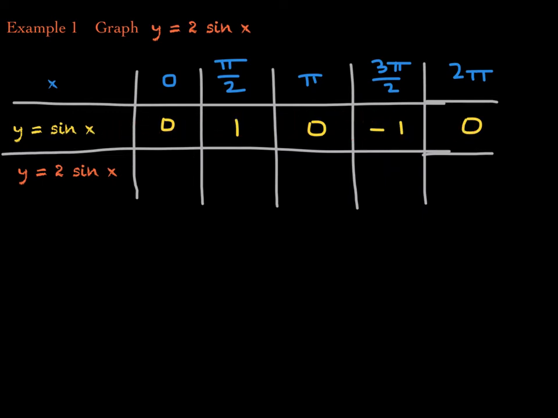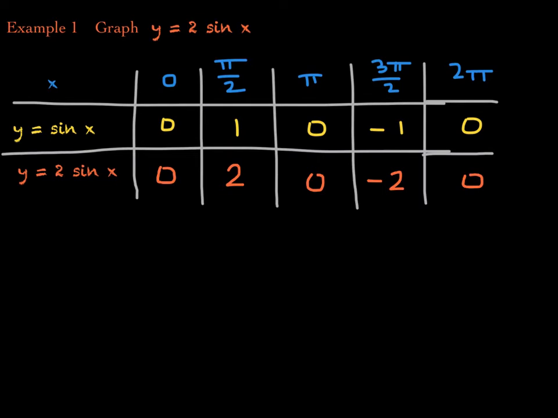Now, this 2 here basically takes your function values for sine of x, which are listed here, these numbers, and it doubles them, multiplies them by 2. So of course, 2 times 0 would still be 0. 2 times 1 would be 2. 2 times 0 would be 0. 2 times -1 would be -2. And 2 times 0 would be 0. All right, let's graph both of these functions just so that we can compare.